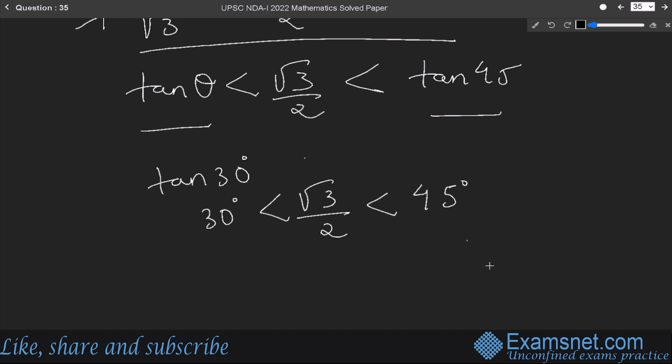I hope you have understood this question. It seems a little bit tricky, but if you know the formulas and values well, then you can easily solve it. You just have to first form the diagram and then one by one take a triangle and find the value of tan theta, and then write that the value lies between which angles.